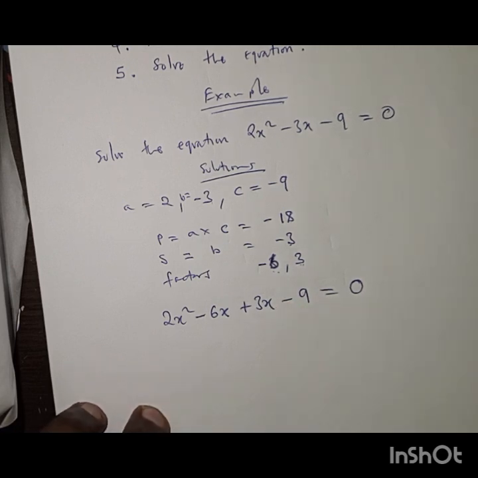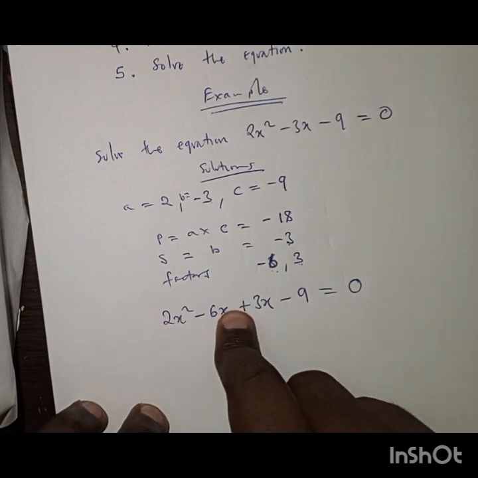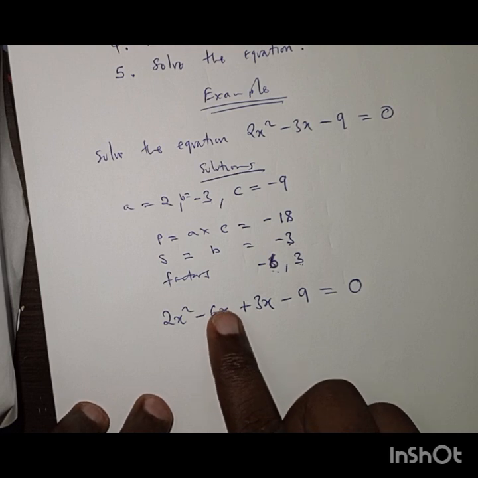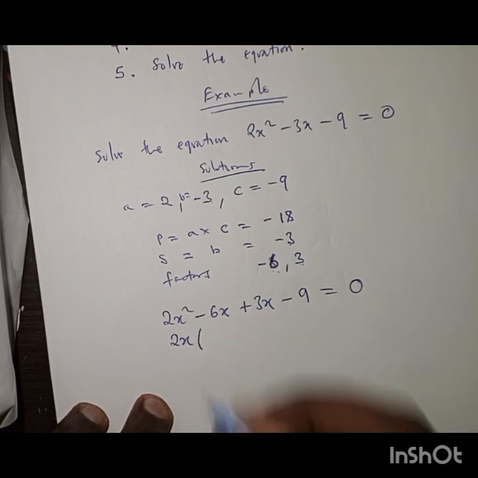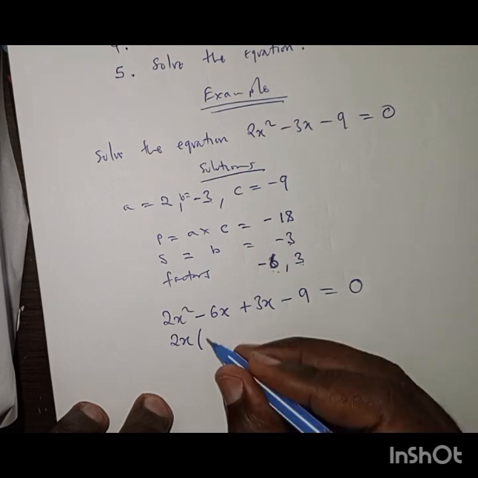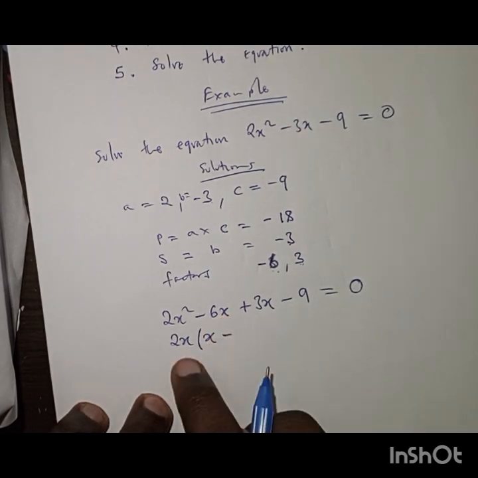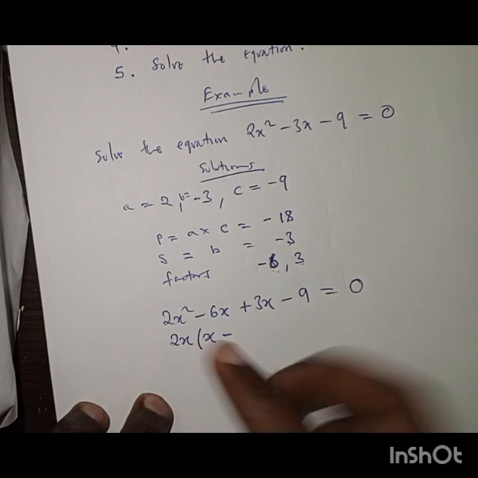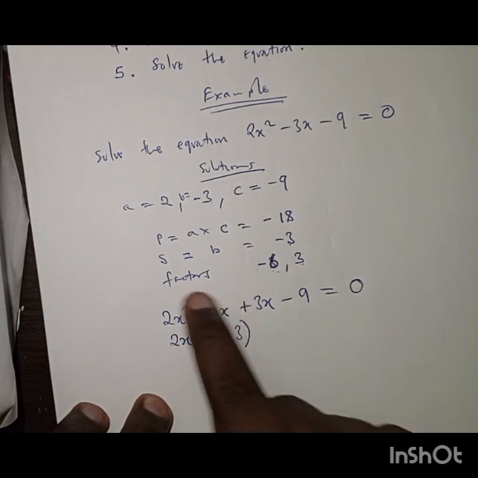Okay, so from these two, 2x squared minus 6x. In 2x squared and 6x, what is the highest common factor? Okay, so the highest common factor there is 2x. So you divide out 2x. So when you divide out 2x squared divided by 2x, we are going to have x, minus 6x divided by 2x, we have 3. Okay, so we are done with this.